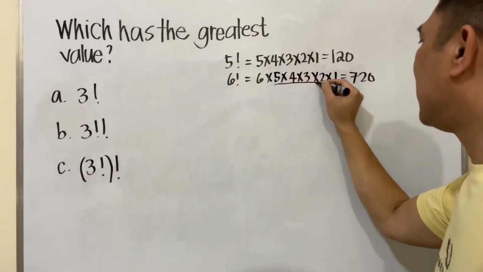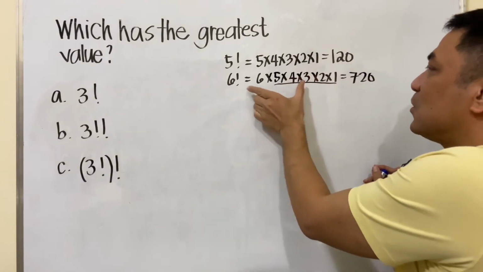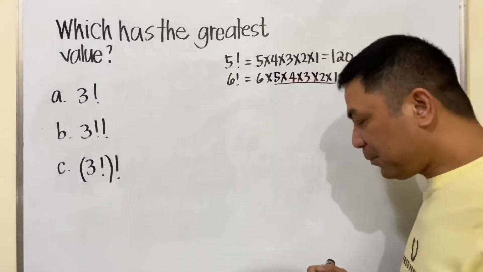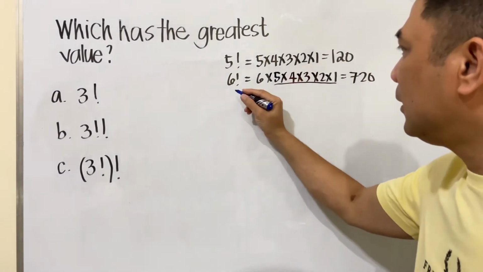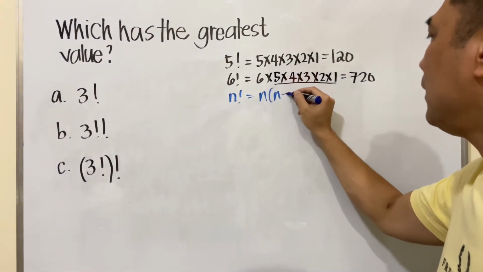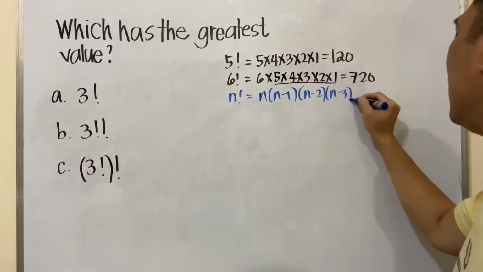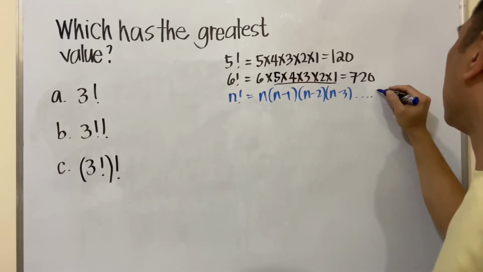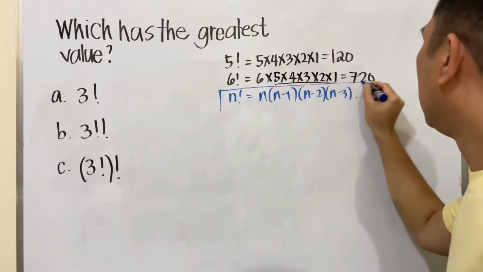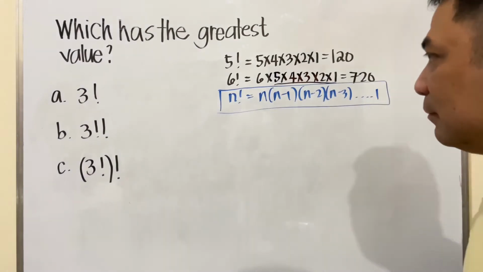As you can see, this particular series here is actually your 5 factorial. So 6 factorial is actually 6 times 5 factorial. By definition, we say that n factorial is equal to n times n minus 1, n minus 2, n minus 3, until such time that you reach 1. So that will be the definition of our n factorial. Okay? What about double factorial?